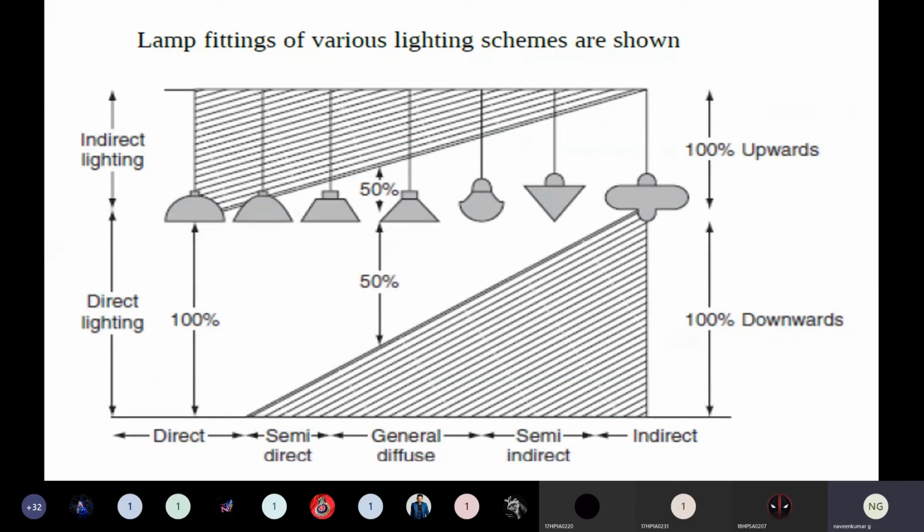So these are the lamp fittings of various lighting schemes you are observing. Okay, indirect lighting, you are observing 50% from above. Direct lighting, you are observing 50% from below. So that is 100% upwards the lighting scheme should have for indirect lighting. That may be indirect or semi-indirect, and direct also, direct or semi-direct. That is 100% downwards. You observe the direct lighting type of lighting scheme.